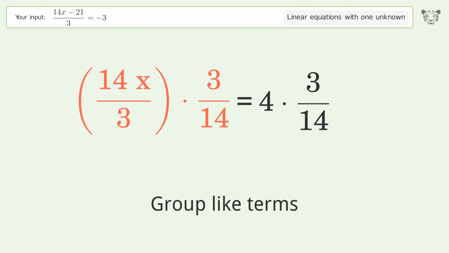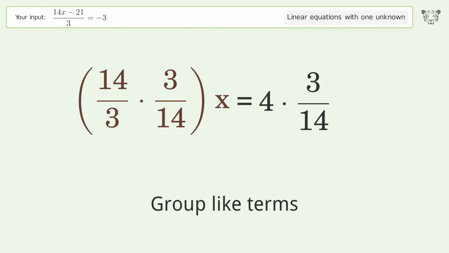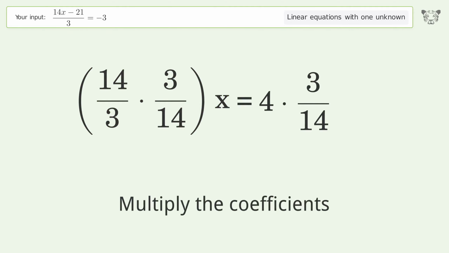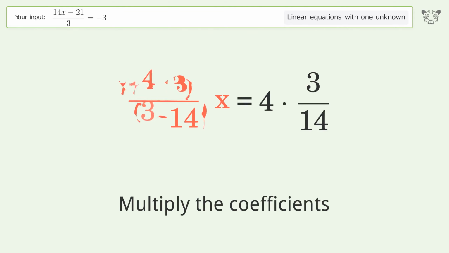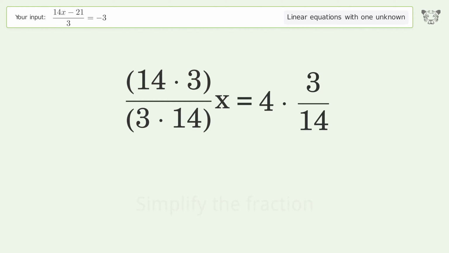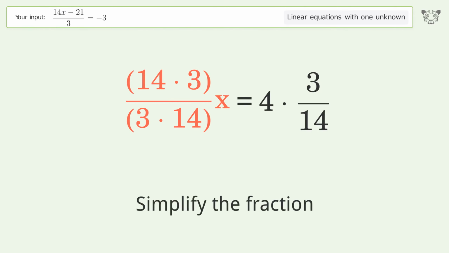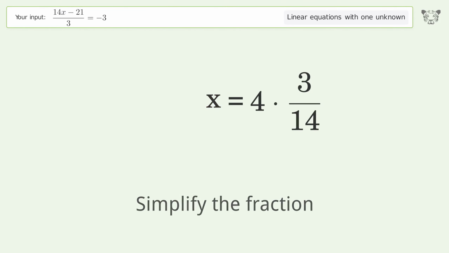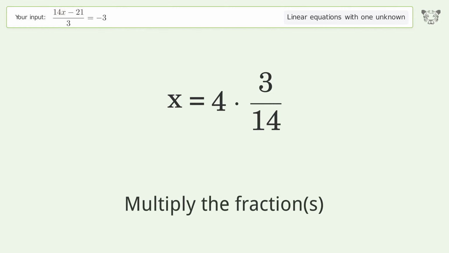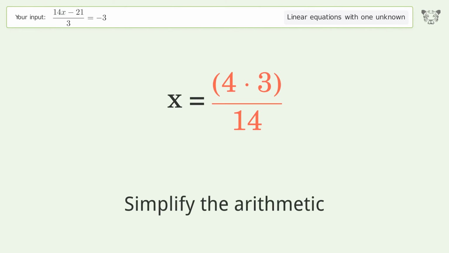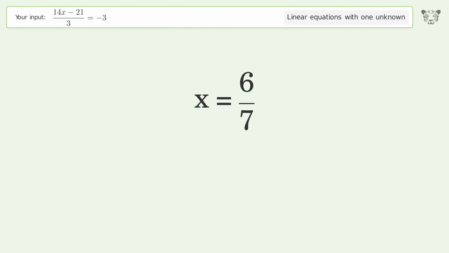Group like terms. Multiply the coefficients. Simplify the fraction. Multiply the fractions. Simplify the arithmetic. And so the final result is x equals 6/7.